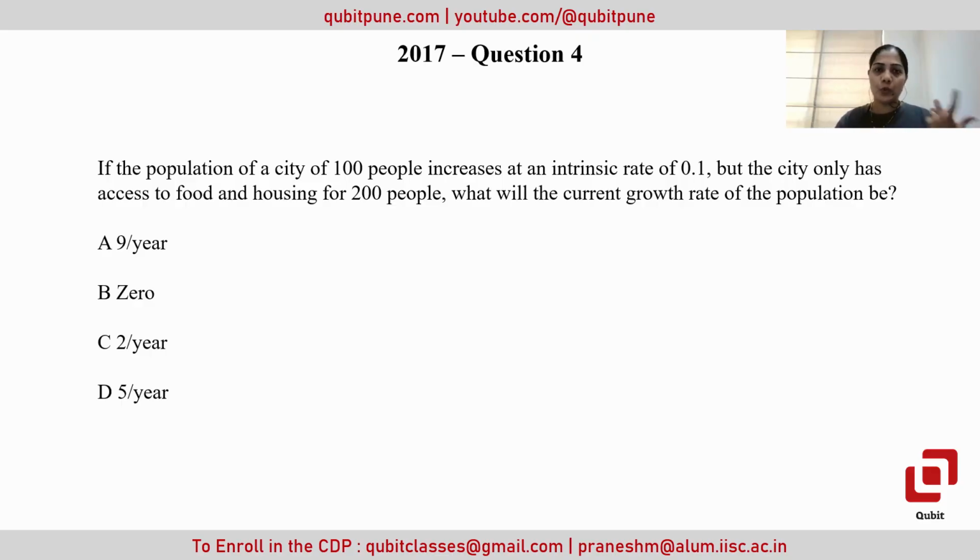We have seen two kinds of patterns. One is exponential growth and another is limited, logistic growth pattern. In exponential growth, there is unlimited availability of resources for the population to grow, and on the other hand, in the logistic growth pattern, there are limited resources. So this question is basically about the accessibility of limited resources for food and housing capacity for 200 people.